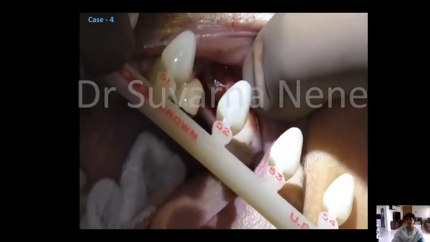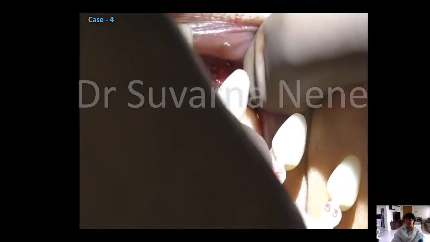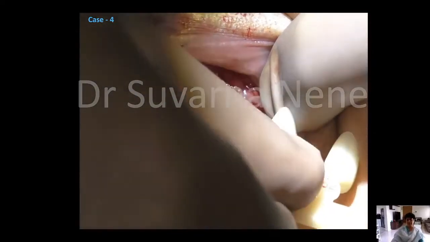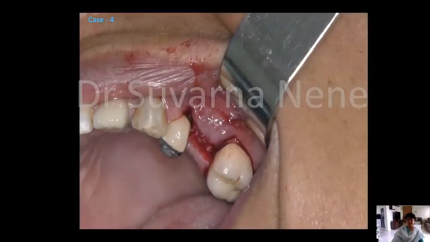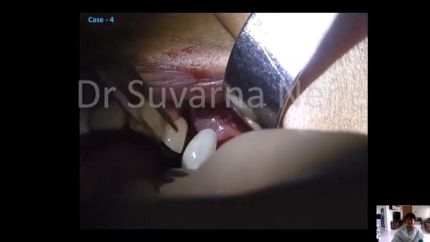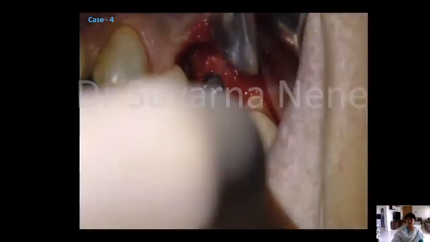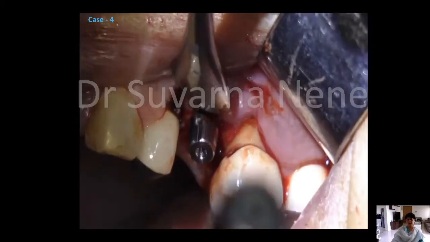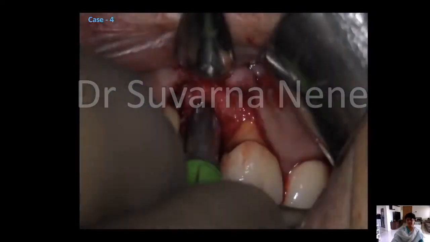The implant was so stable and the quality of bone was so good that we decided to load this implant immediately. The placement torque was good. This is a 3M shell which we have chosen. So first I will place an abutment, torque tightening, and this is torque tightening at 25.